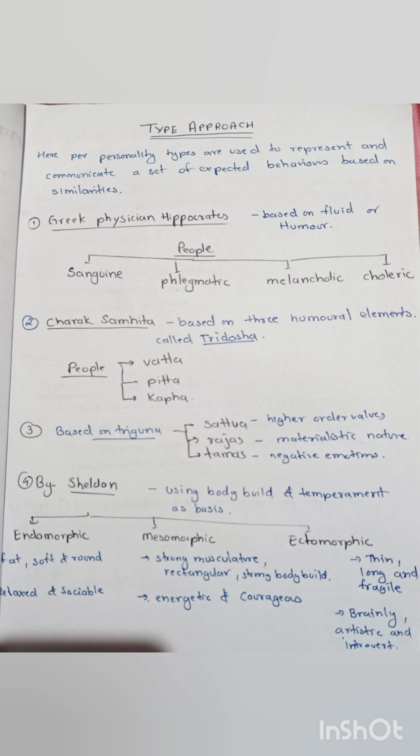Second one is mesomorphic. Mesomorphic people are generally strong, masculine, rectangular, and they are generally considered to be courageous and energetic. The third one is ectomorphic. They are thin, long, and fragile people, but they are considered to be very intelligent, brainy, and artistic.